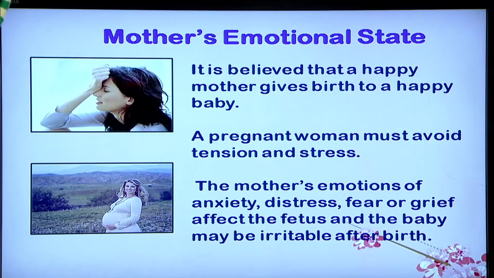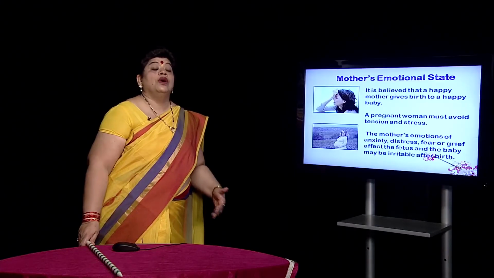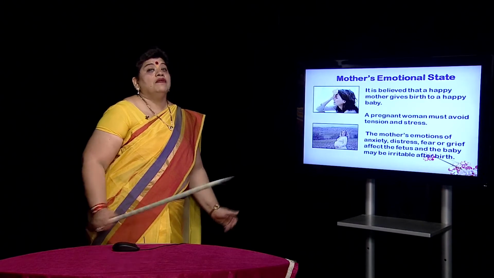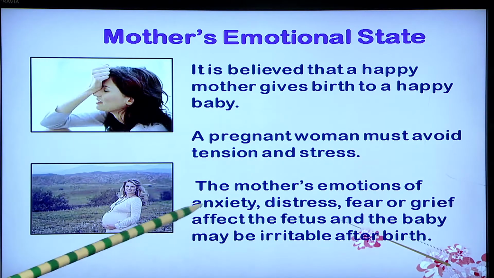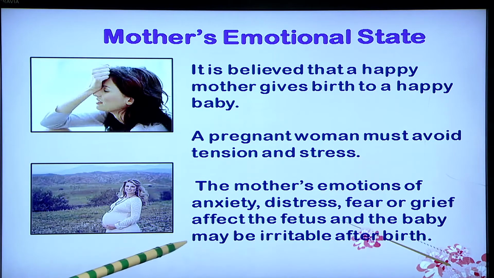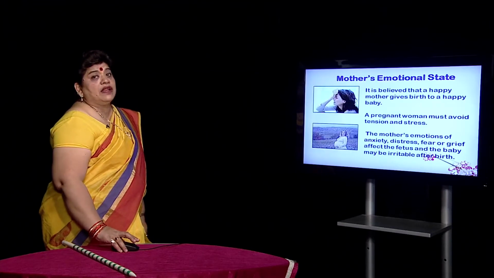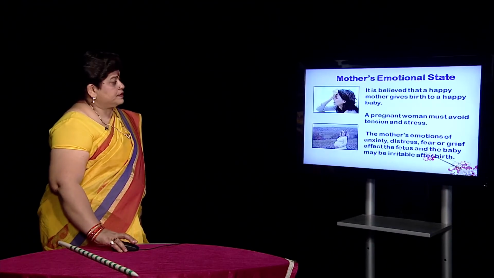We have said mother's emotional status. Mother must be happy during pregnancy. It is believed that a happy mother gives birth to a happy baby. A pregnant lady must avoid tension and stress. Tension and stress result in the release of hormones which affect the baby. The mother's emotions of anxiety, distress, fear or grief affect the baby, and the baby may be irritable after birth and will not be in a happy state.